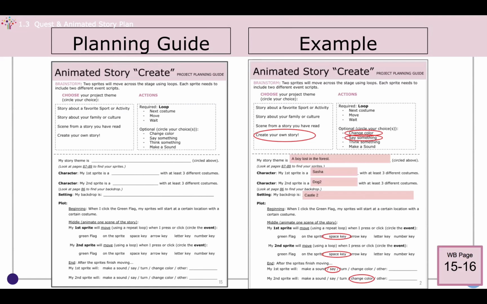So we'll have the green flag script to start them in the same position every time the green flag is clicked, and the either sprite clicked or key pressed script that will start the looping actions and any other actions that happen after the loop.